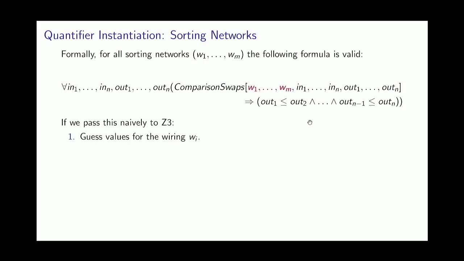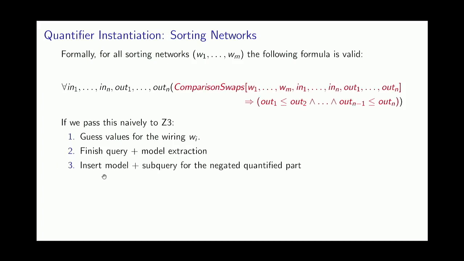So how would Z3 deal with this formula if we pass it to Z3 naively? It will first guess the wiring given by the WIs. Then it will finish the query, do a model extraction by MBQI, then insert the found model and check the negated quantified part, so this part here. Either it is unsatisfiable, which witnesses that this is indeed a correct sorting network, or in case it's satisfiable, this witnesses that the sorting network is not correct, and we would instantiate by the counterexample and do a soft restart and proceed by finding another wiring.